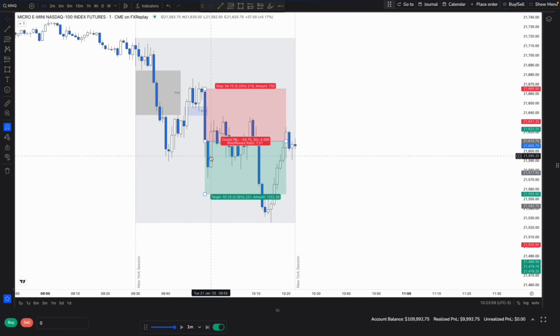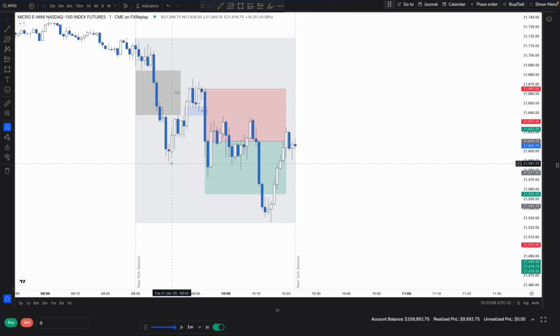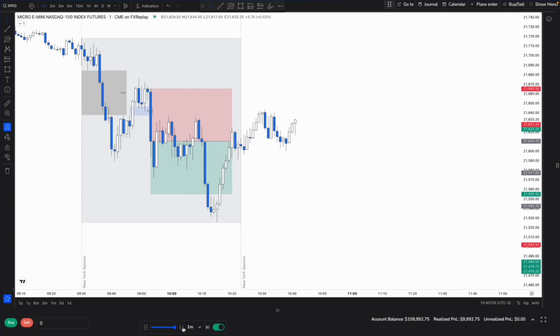Obviously that's because we got a large stop loss. Entry wasn't that great, close to the lows. So that's absolutely fine. But it was still a valid trade overall.